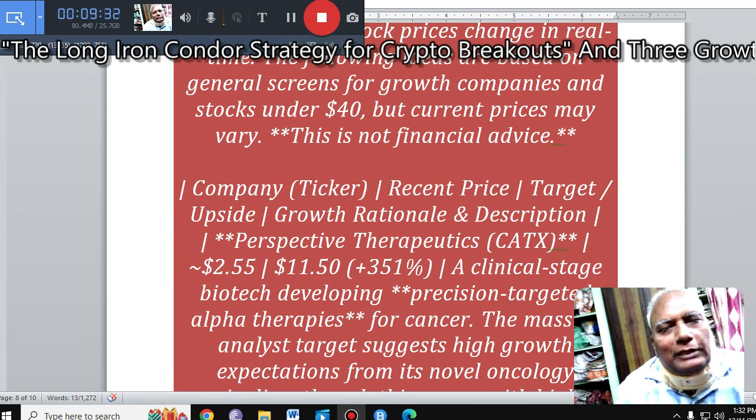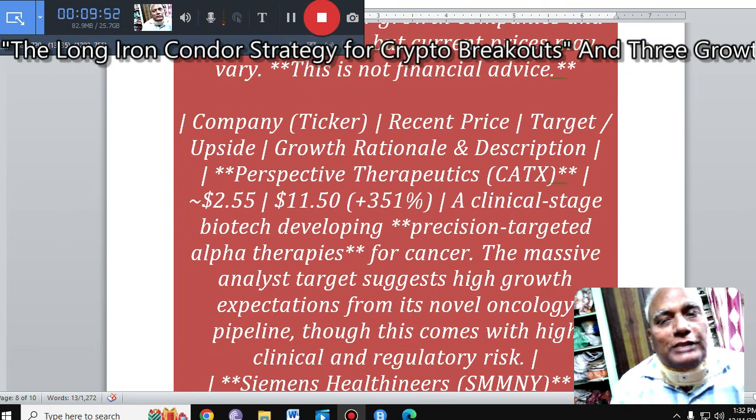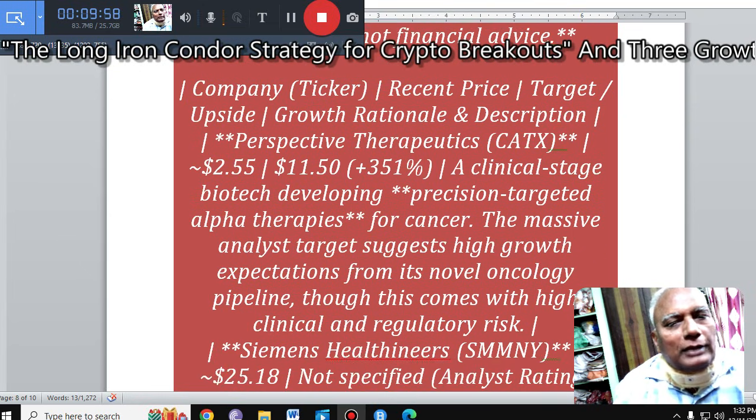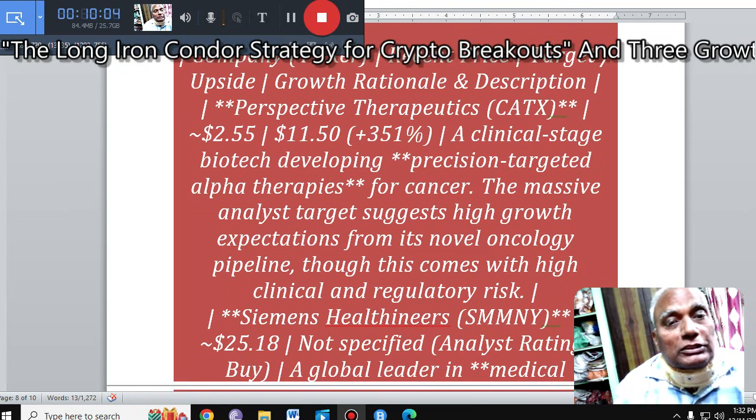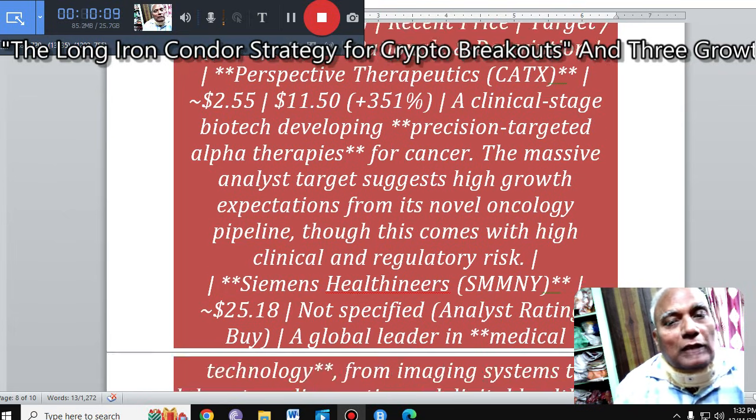Perspective Therapeutics, CATX, $2.55, target $11.50 plus, 351% upside. A clinical-stage biotech developing precision targeted alpha therapies for cancer. The massive analyst target suggests high growth expectations from its novel oncology pipeline, though this comes with high clinical and regulatory risk.